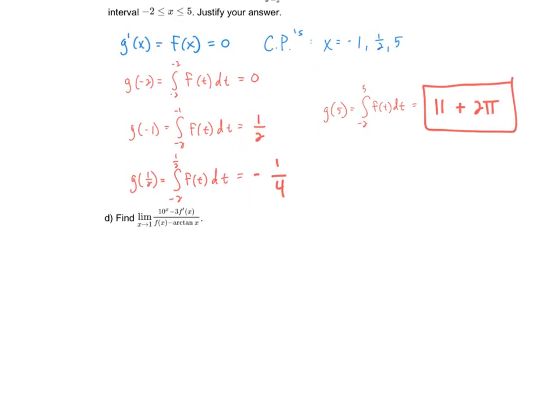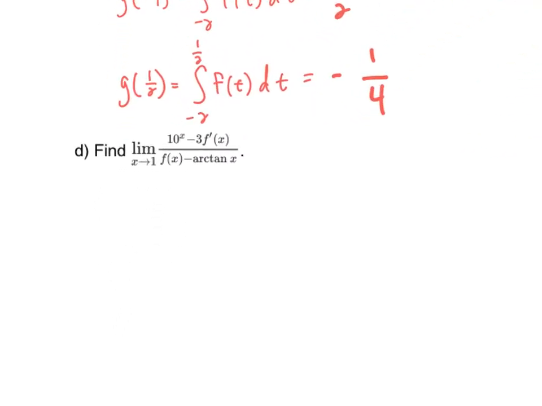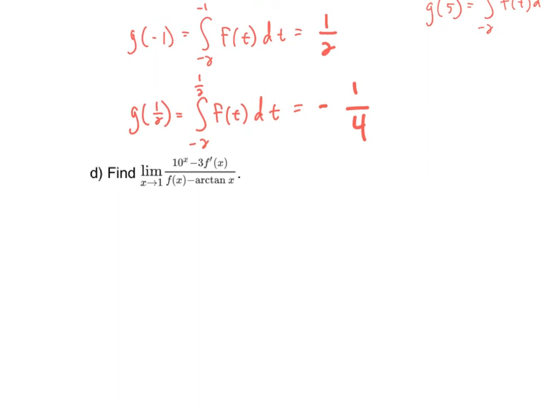Okay, last thing, and this is tricky. Actually, I'm going to make this a bonus question. First thing to do with limits is plug in the limit. So let's just plug in 1 to everything and see what we get. We get 10 to the 1 minus 3 times f prime at 1, over f at 1 minus arctan of 1.